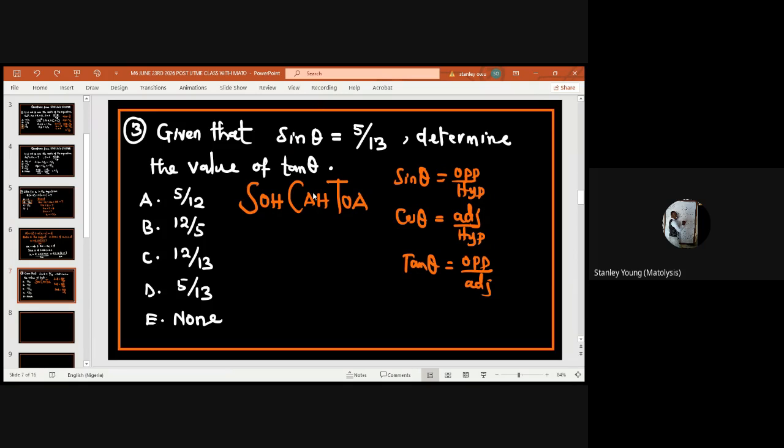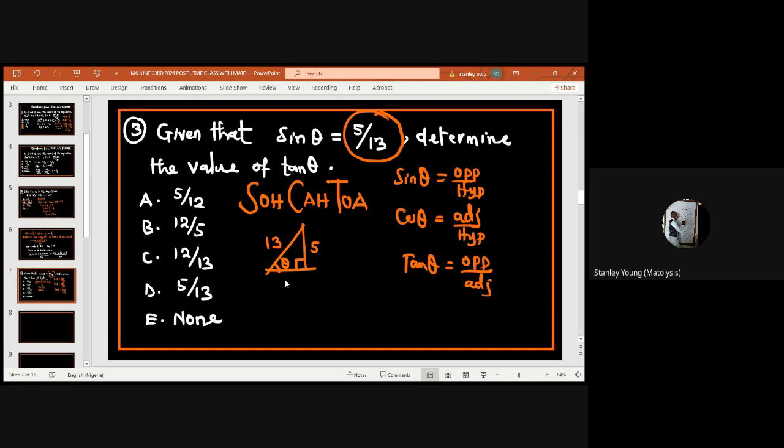The first thing my brain tells me is the information supplied from the sine. The question says sine is 5 over 13, and knowing that sine is opposite over hypotenuse, drawing a triangle, if this is angle theta here, the opposite is going to be 5. The hypotenuse, which is the longest side of the triangle facing the 90 degrees, is 13.